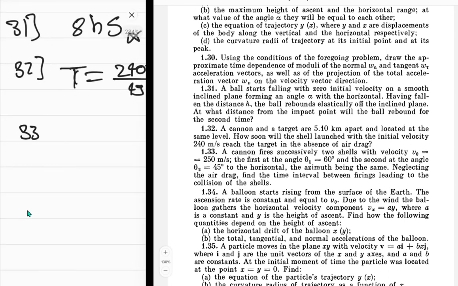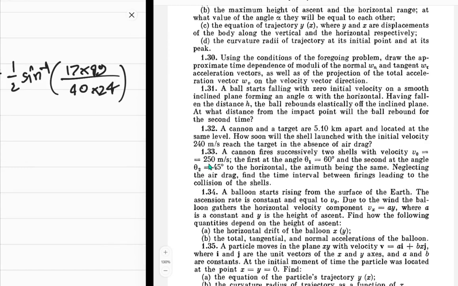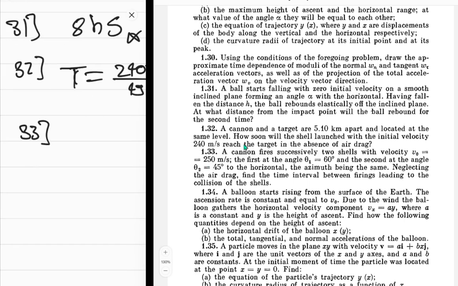33. 33 is, 32 is done. Oh, and by the way, this is not the only value. You could also have pi minus this thing, but I'm gonna take the smaller value because I want the smallest time. So to 33. Cannon fires successively 2 shells with velocity this and okay, fine. First at an angle theta 60 degrees and second theta 45 degrees horizontal.